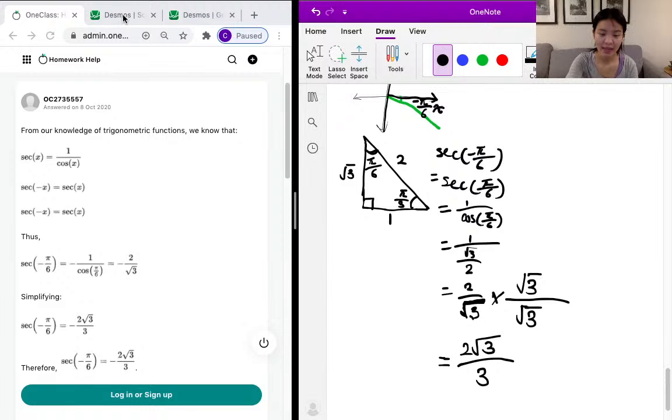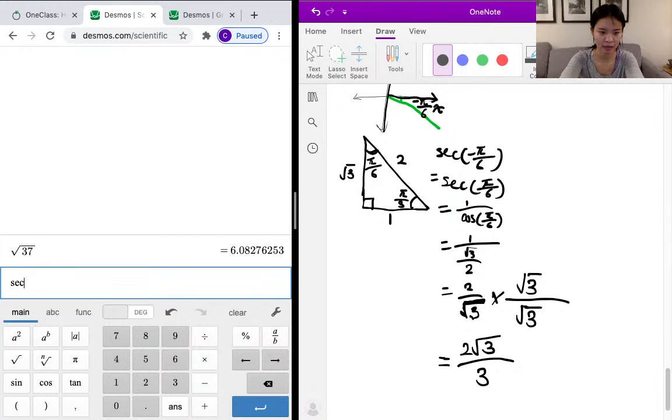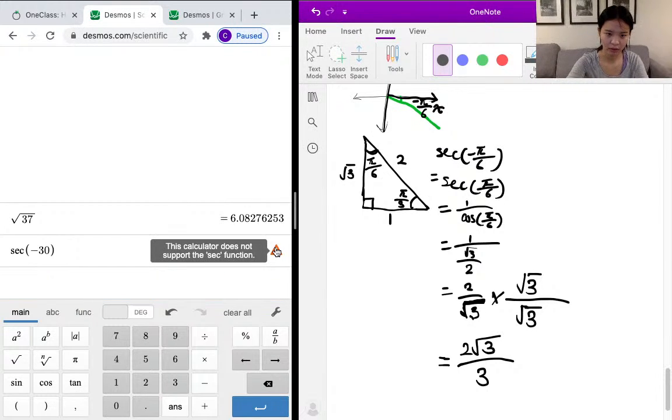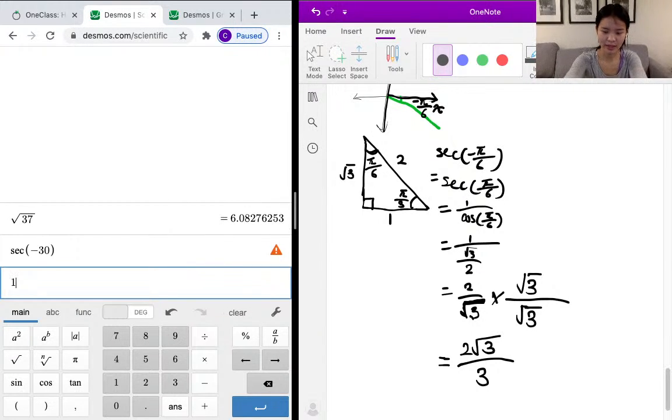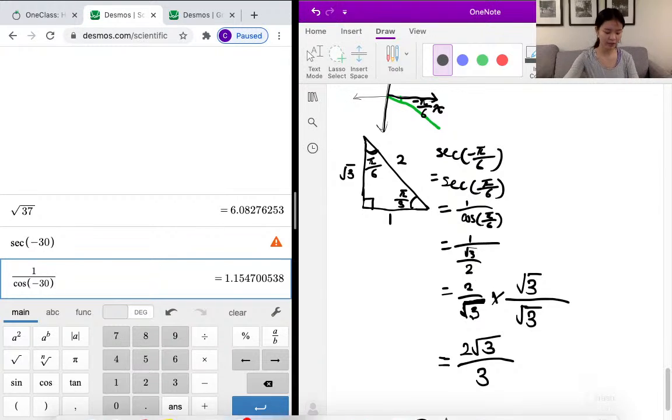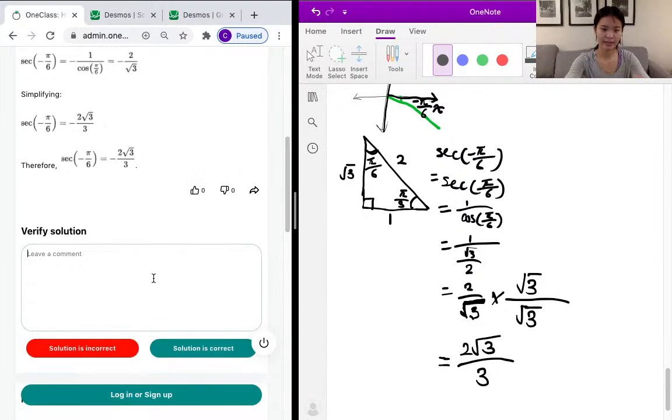You know what? I'm not that confident, so let me just check whether our solution is indeed correct. So we're asking for negative pi over, or I think they only support degrees instead of radians, which is negative 30 degrees. It gives an error. What's the error? Oh, it doesn't even support secant. So let's just do 1 over cos of negative 30 degrees, and it's positive. Okay, so our solution is correct, and the sample solution is wrong. So let's just say the sample solution is wrong, the solution is incorrect.